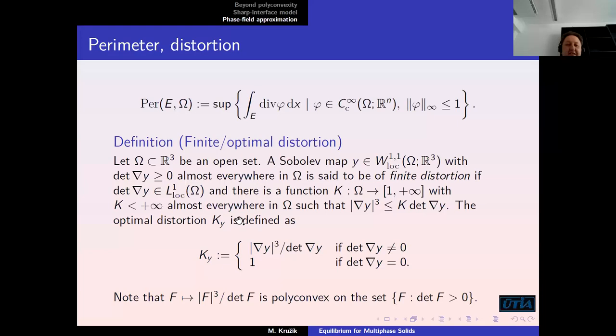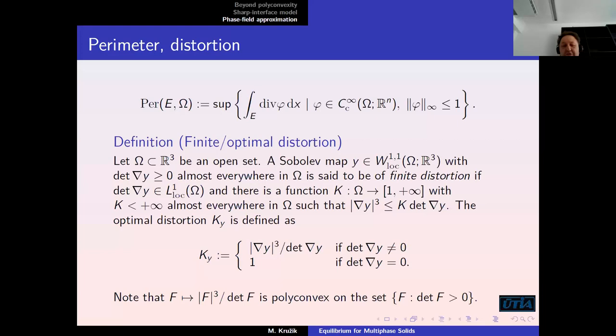So it's, in three dimensions, the gradient of y to the power of 3 divided by the determinant, if the determinant is non-zero, and we set it to 1 otherwise. And what's very good about this function is that if you map F to the distortion, then this is polyconvex on the set of matrices with positive determinant. So this is a term which you can, for example, include in your energy and it doesn't spoil our semi-continuity.